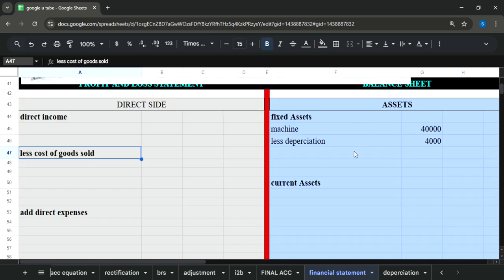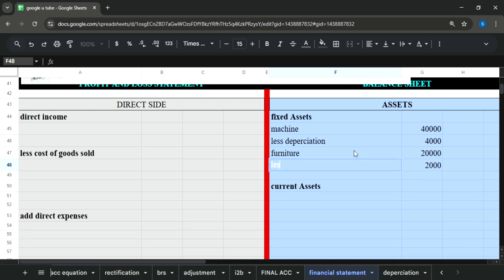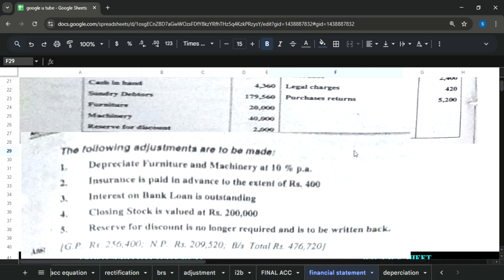Similarly, we will come to the fixed asset side, and here first we will mention furniture, the amount of which is 20,000, then 2,000 is the amount of depreciation. Let's mention it. So guys, in this way, two parts of the first adjustment have been completed. Depreciation was written in operating expenses and subtracted from the asset.